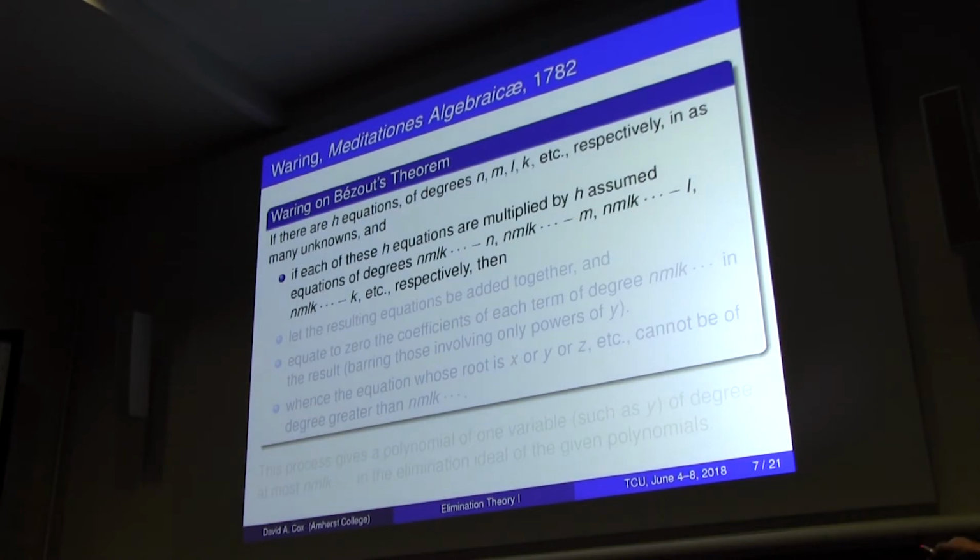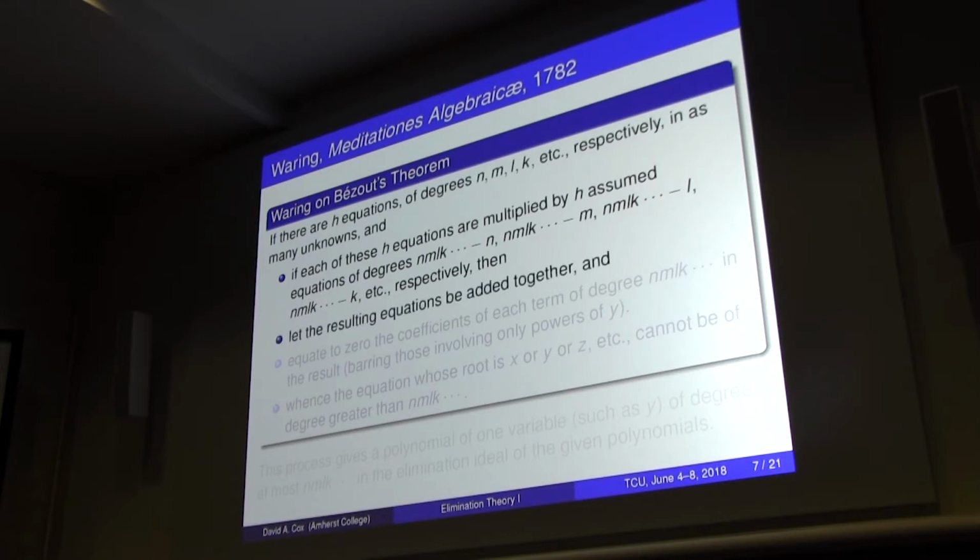And so in each of these equations, you multiply by the assumed equations. So the assumed equation, that's Bezout's special polynomials. And see, here you're making careful choices of the degree. And so it's the product of the degrees minus n, the product of the degrees minus m, and so on.